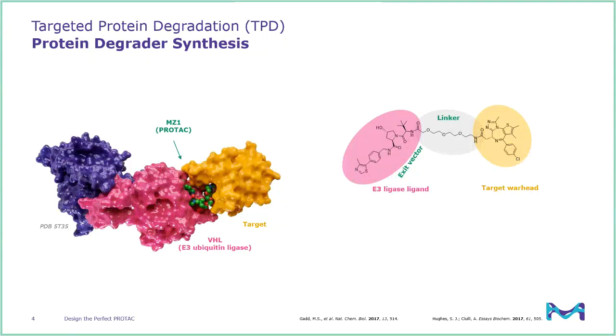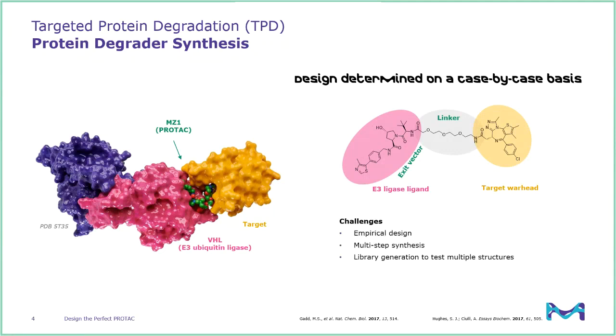One is in a very modular fashion, shown here on the right, where you take these four variables and you strategically vary them to create a starting potential degrader library. So that's the E3 ligase ligand, the exit vector, linker, and target warhead. And then you screen all of these potential degraders to see if any of them work. And so at this point, degrader design is still very empirical. The degraders themselves are multi-step synthesis, and so generating libraries of them is quite a daunting task.